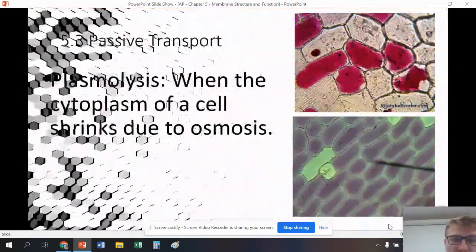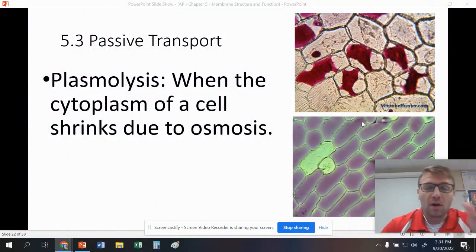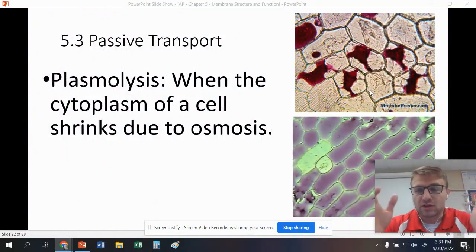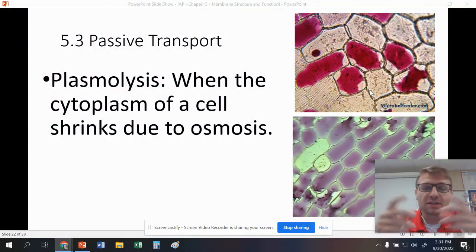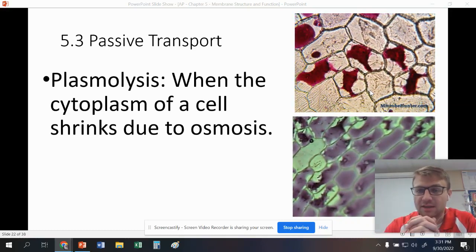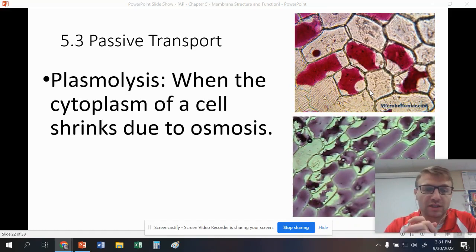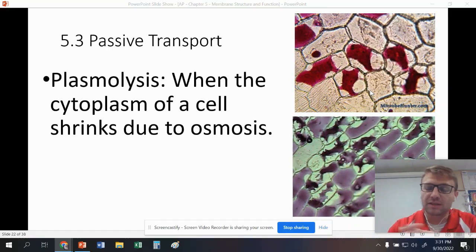Plasmolysis. Let me go back. Plasmolysis. This is our last type of passive trans... Oh, I'm sorry. This is not our last type. This is a part of like the hypertonic solutions. Plasmolysis specifically is when the cytoplasm shrinks due to osmosis, and you can see this in the images or in these animations here, where the cytoplasm is shrinking. We're going to see this, I think, in lab this week.